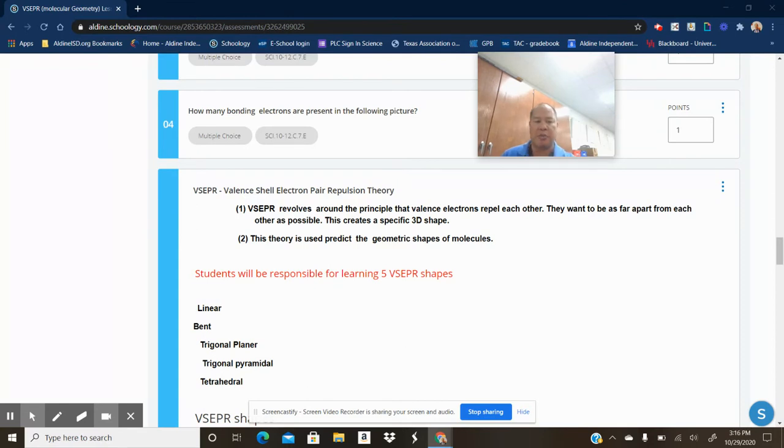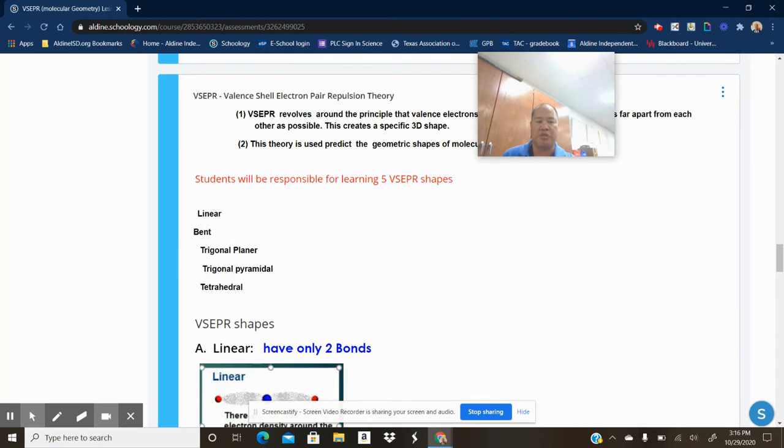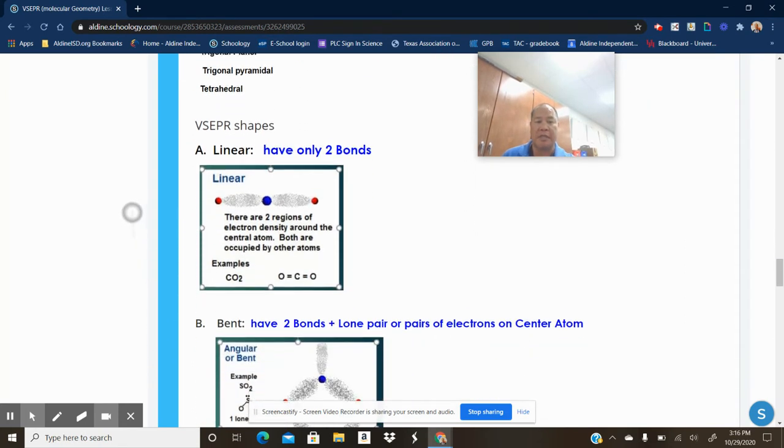And so you were responsible for 5 different geometric shapes. They were linear, bent, trigonal planar, trigonal pyramidal, and tetrahedral. We gave the requirements for it.